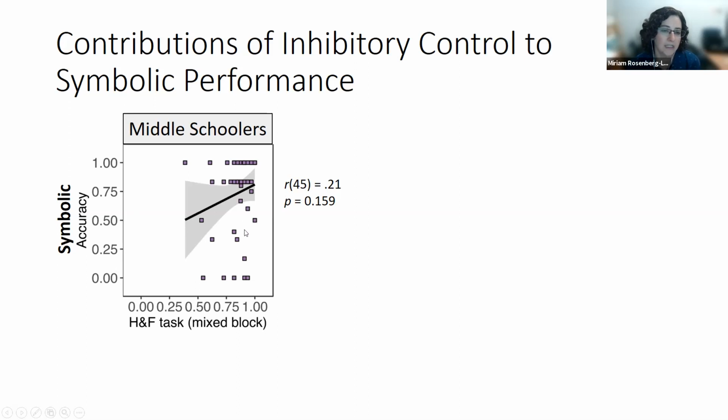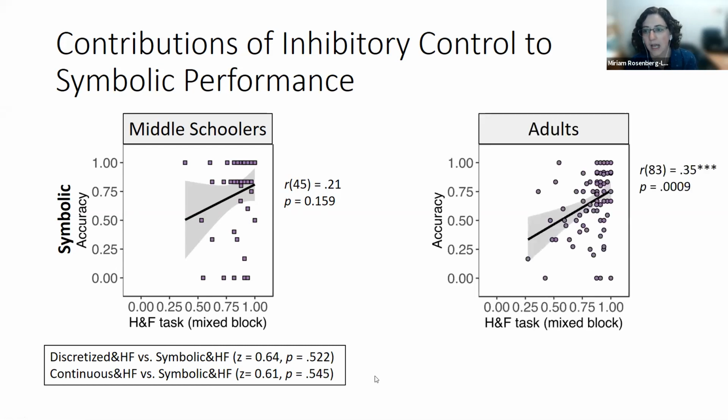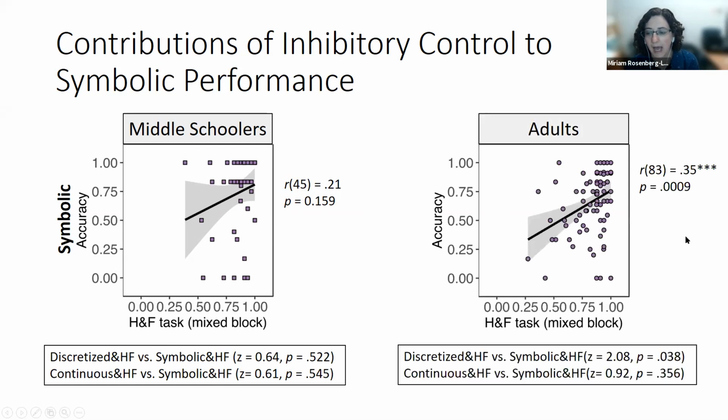Although we see a trend in that direction for middle school, it's not significant. I think this may just be a sample size effect, because there's no difference between this effect and other effects which are significantly correlating with executive function of inhibitory control. And in adults, we do see a strong relationship. So that tells us that, at least in adults, inhibitory control is important for symbolic fraction comparison when it contradicts your whole number knowledge.